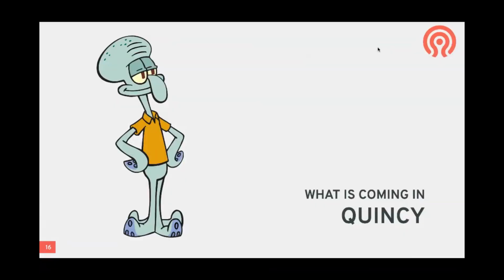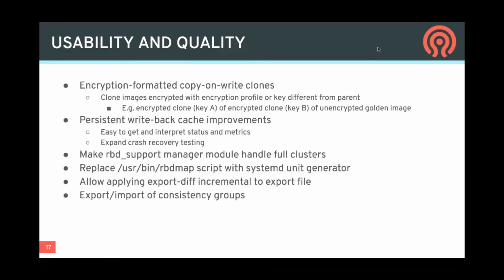And that's it for Pacific. So, moving on to what is coming in Quincy. Starting with the usability and quality bucket, I already touched on encryption-formatted copy-on-write clones and persistent write-back cache improvements. This is the continuation and hopefully the completion of the work started in Pacific.